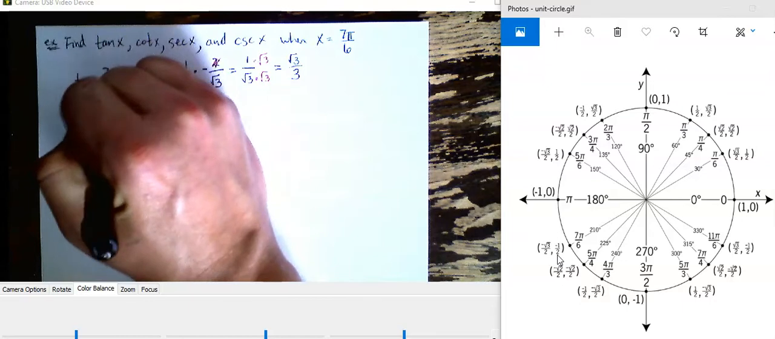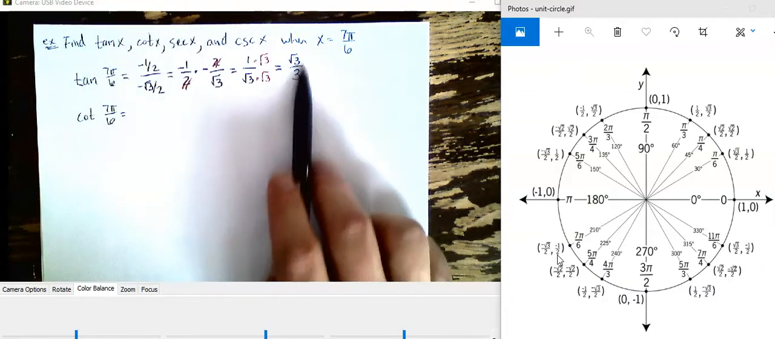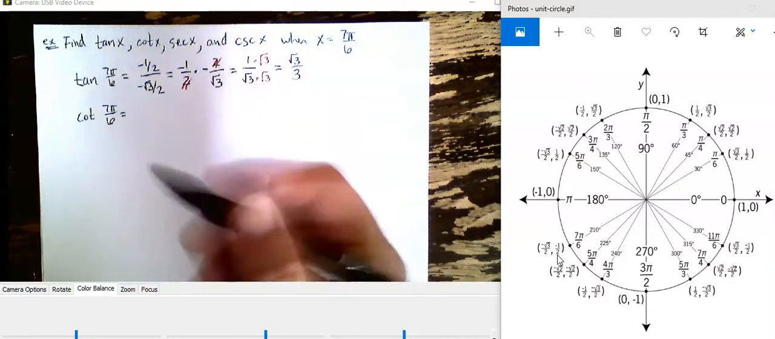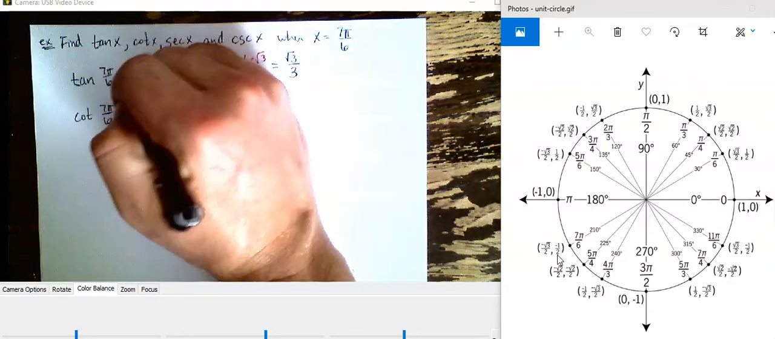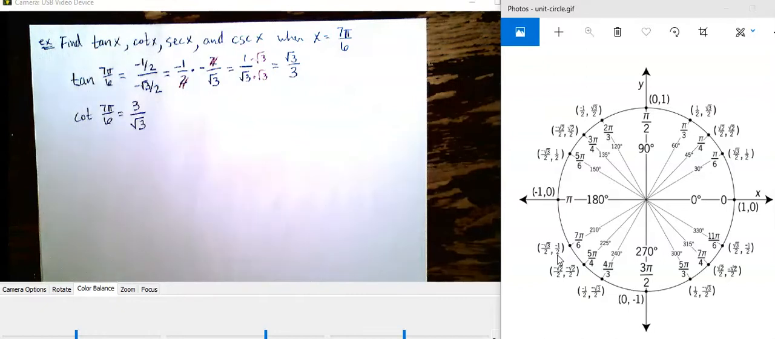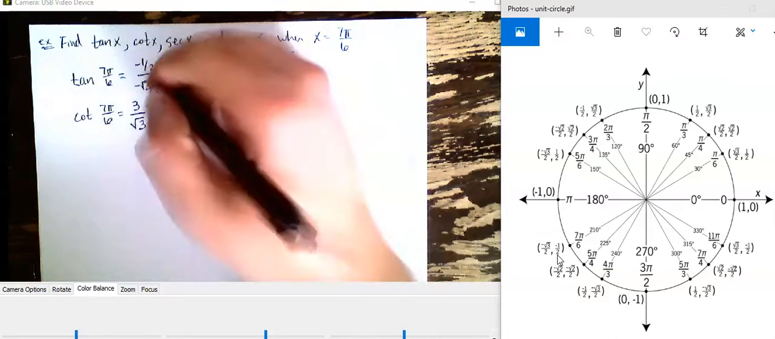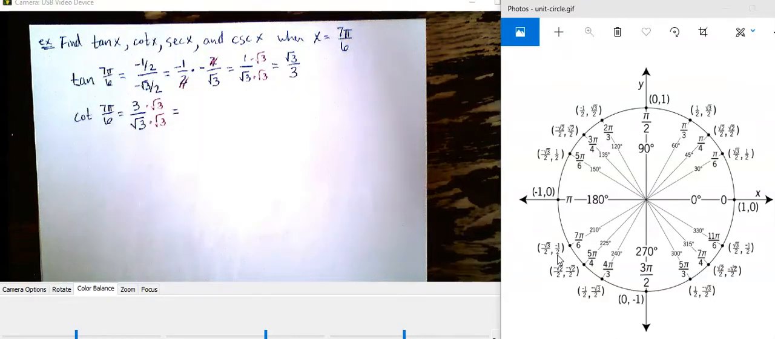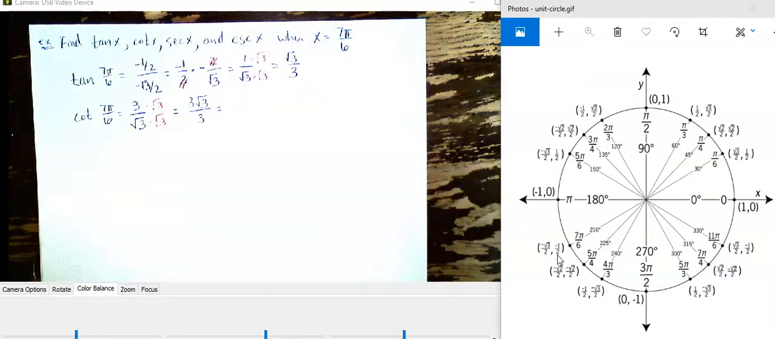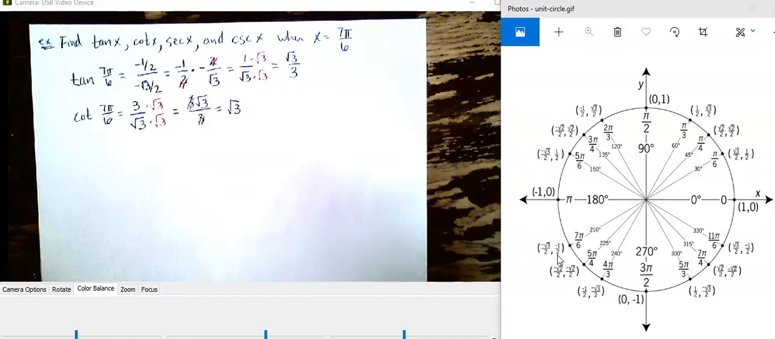Now for cotangent at 7 pi over 6, we could go through this process, but since we already know what the tangent is there, all we need to do is just take its reciprocal. So we're going to take this fraction and just flip it over. So we know the cotan there is going to be 3 over √3. And again, we can rationalize. So square root of 3 times square root of 3. So we get 3√3 over 3. Those 3's will cancel. So just the square root of 3.